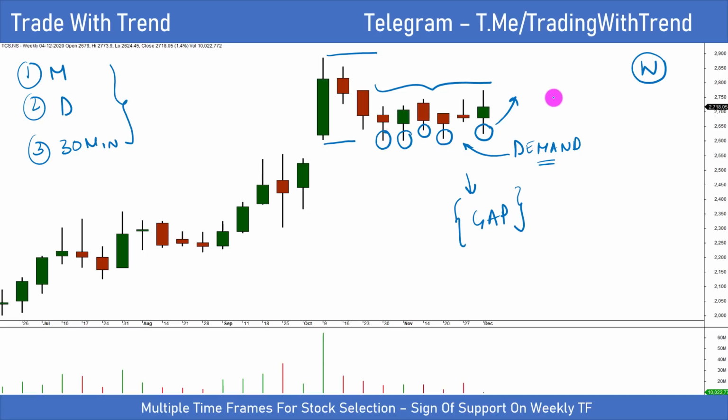Given how IT sector is positioned, I won't be surprised to see something like 2900 first and then level of 3000 and beyond on TCS. Again, this will play out over the next few months, and that is why I have shortlisted this stock from swing trading point of view. You can even consider this from positional trading point of view.